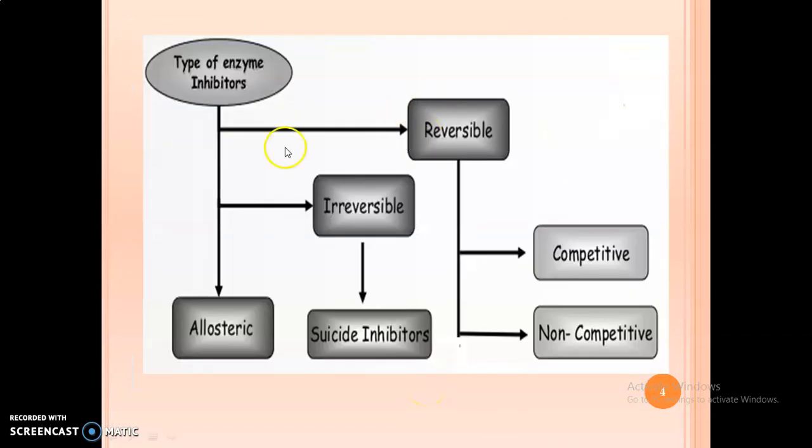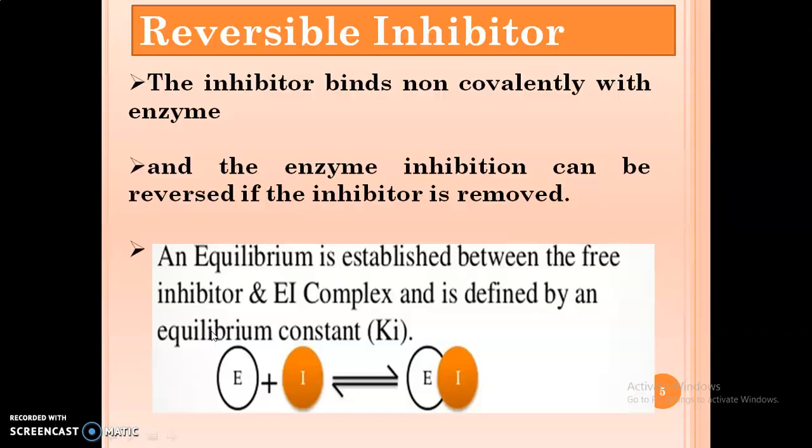Enzyme inhibition is of 3 types. So there are basically 3 types of enzyme inhibitors, or 3 mechanisms of enzyme inhibition: reversible, irreversible, and allosteric. Reversible inhibitors are again of 2 types, that is competitive inhibition and non-competitive inhibition, whereas irreversible inhibitors are sometimes called suicide inhibitors. And the last type is allosteric inhibition. So types of enzyme inhibition are 3: reversible, irreversible, and allosteric. We'll start one by one.